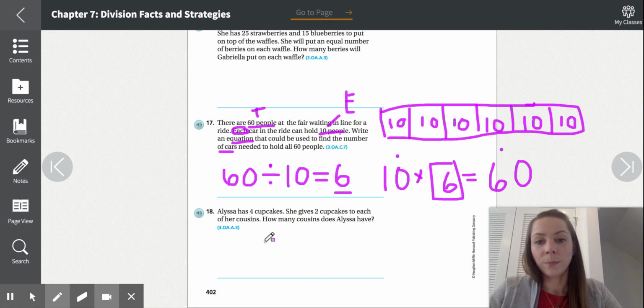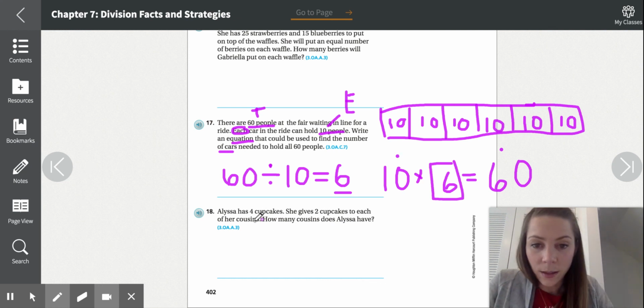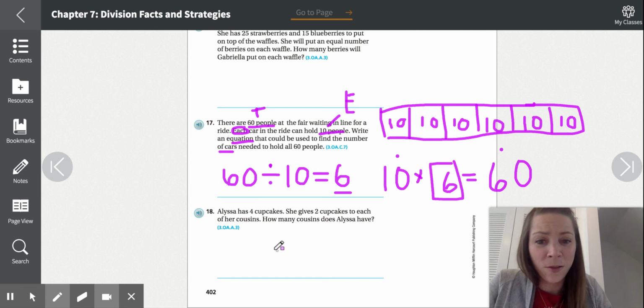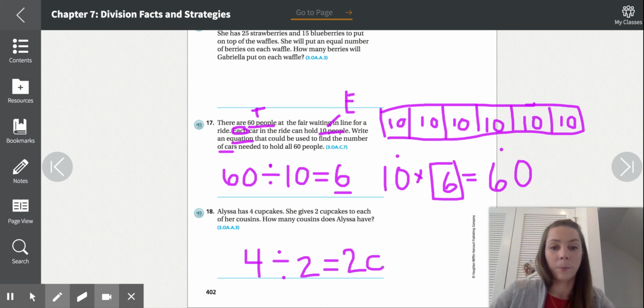All right. Number 18, Alyssa has 4 cupcakes. She gives 2 cupcakes to each of her cousins. How many cousins does she have? Okay, you guys can do this one. 4 is the total divided by 2 each. 4 divided by 2 is 2. She has 2 cousins.